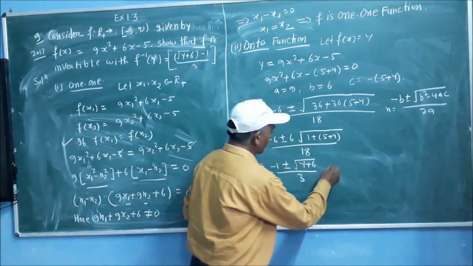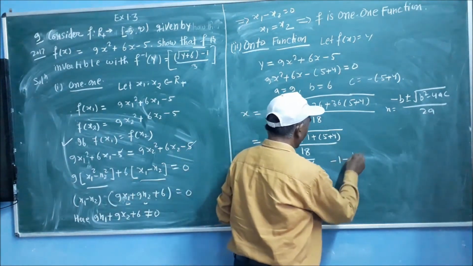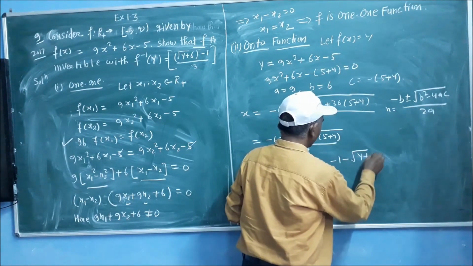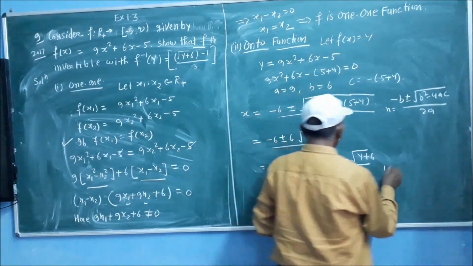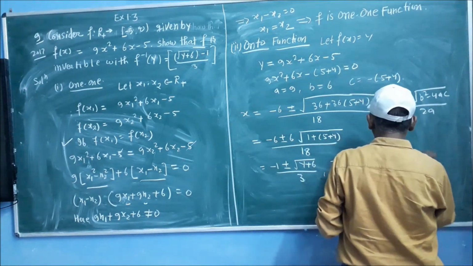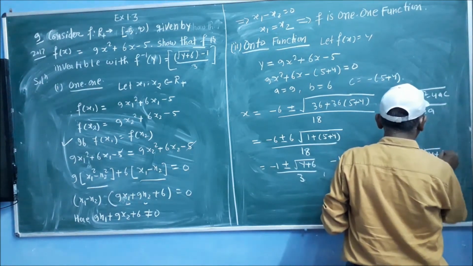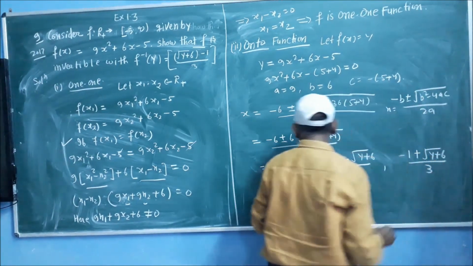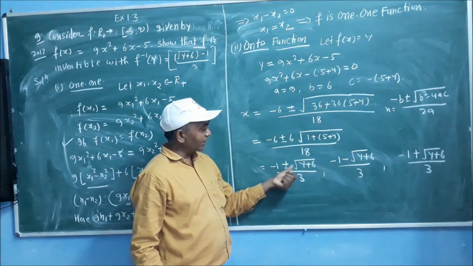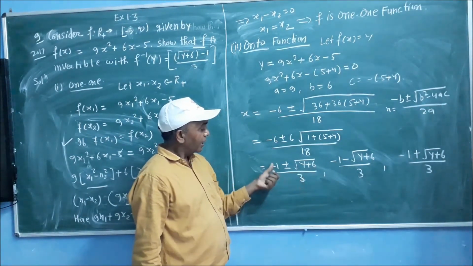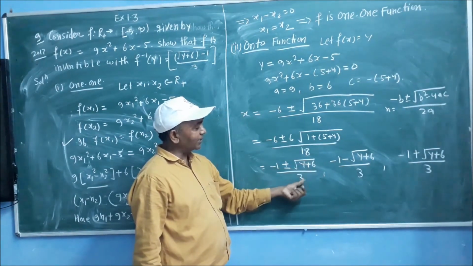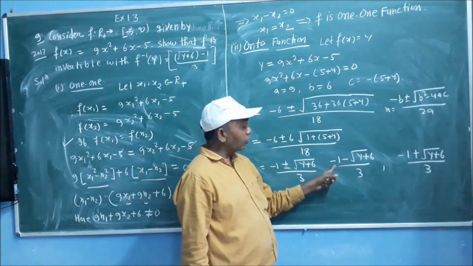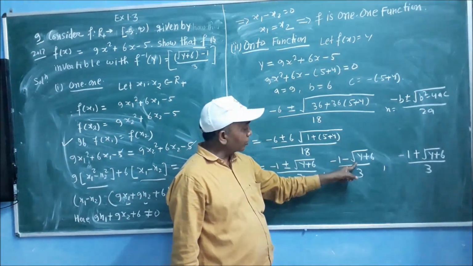So here there will be two terms. The first term is minus 1 minus root (y plus 6) upon 3, and the second is minus 1 plus root (y plus 6) upon 3. From here you will get two roots: minus 1 minus root (y plus 6) upon 3 and minus 1 plus root (y plus 6) upon 3. Here 1 is negative and this term is also negative.